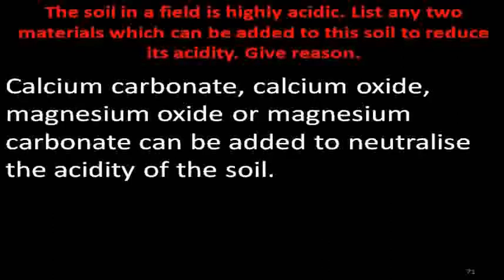Calcium carbonate, calcium oxide, magnesium oxide or magnesium carbonate can be added to neutralize the acidity of the soil. So, why are these used? Why are these salts recommended? Because these are basic in nature. Calcium carbonate, basic. Calcium oxide, basic. Magnesium oxide, magnesium carbonate. All these salts are basic by nature. So, when these salts are added to a field which is highly acidic, the acidic nature of the field can be neutralized.